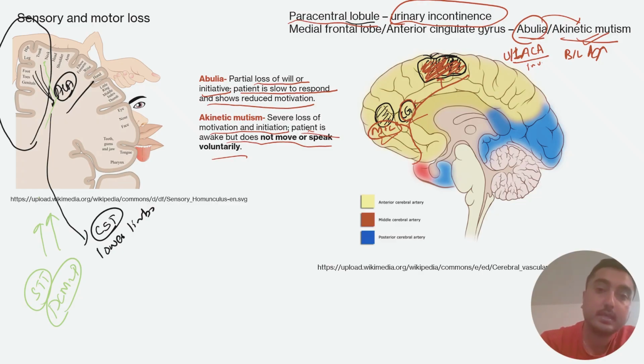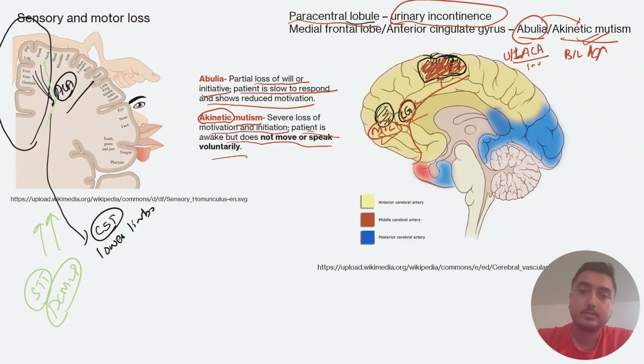As you can see, the name speaks for itself. Akinetic means not being able to move, and mutism means not being able to speak, because the patient lacks the drive. It's not something related to the motor nerve. It's not that the patient has an upper motor neuron lesion or lower motor neuron lesion supplying different areas like the limbs, but it's the lack of will. So this is necessary to understand.